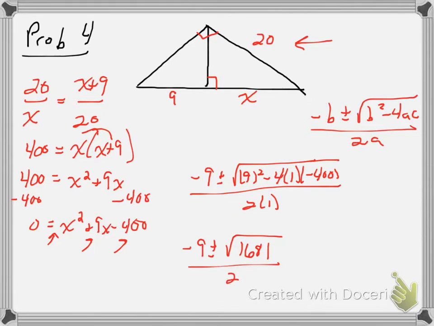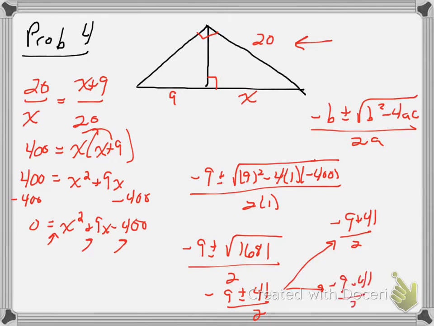Again, take the square root of that. That's going to give me negative 9 plus or minus 41 over 2. Now let's break this up into two problems: negative 9 plus 41 over 2, and negative 9 minus 41 over 2. Go ahead and solve; again, you can punch it in your calculator. Negative 9 plus 41 divided by 2 is going to give me 16. And negative 9 minus 41 divided by 2 gives me negative 25.